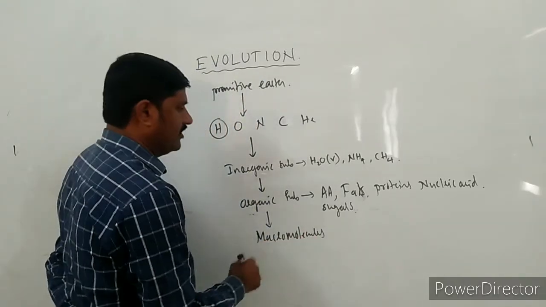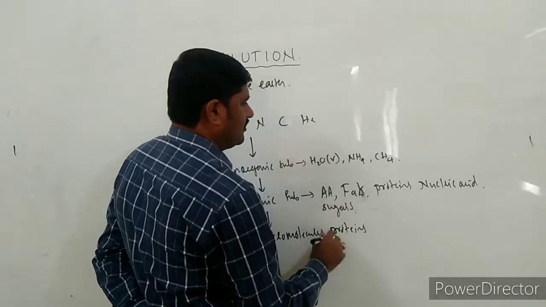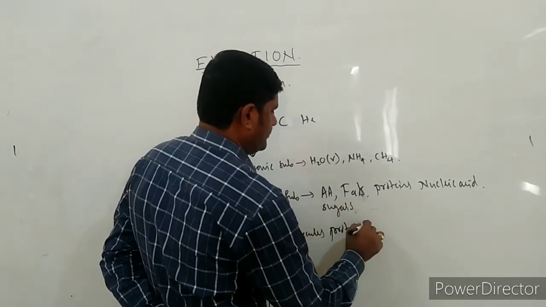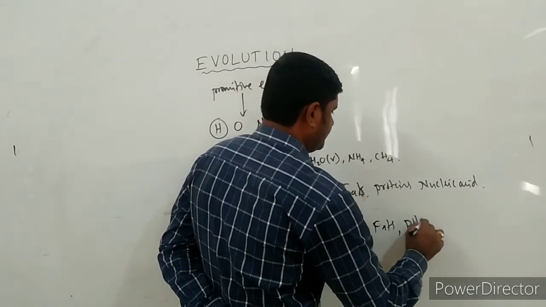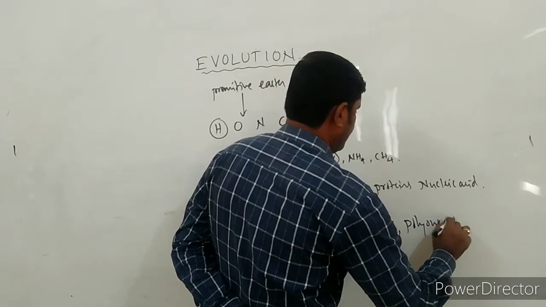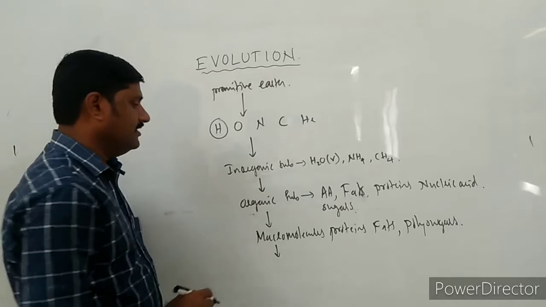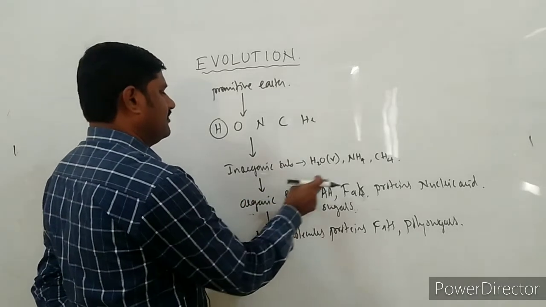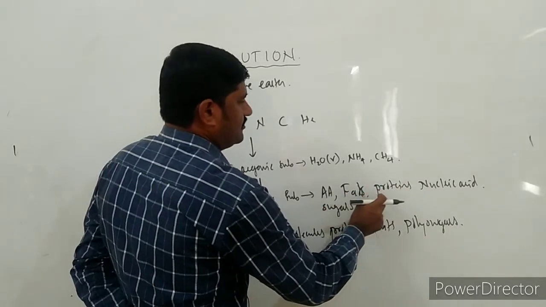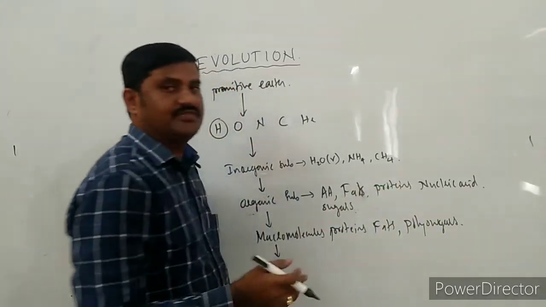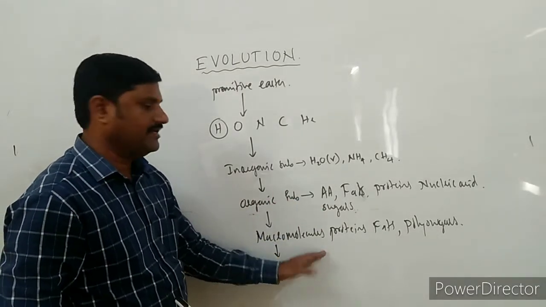So see here, macromolecules like what? Proteins, I have already written, proteins were formed, especially fats were formed, right? And polysugars were formed. So all these are the macromolecules that are formed over here, right? The organic substances that were formed in the form of amino acids, fatty acids, and nucleotides were present. All these converted themselves into macromolecules, right?